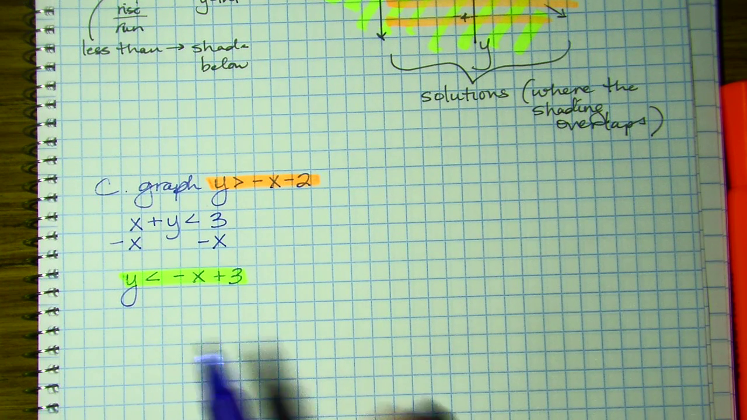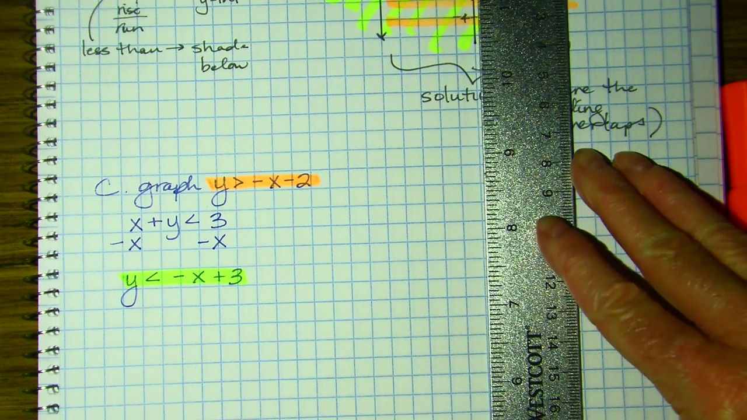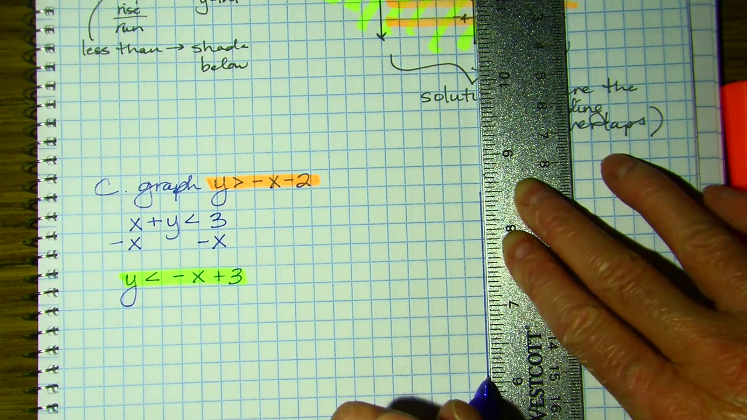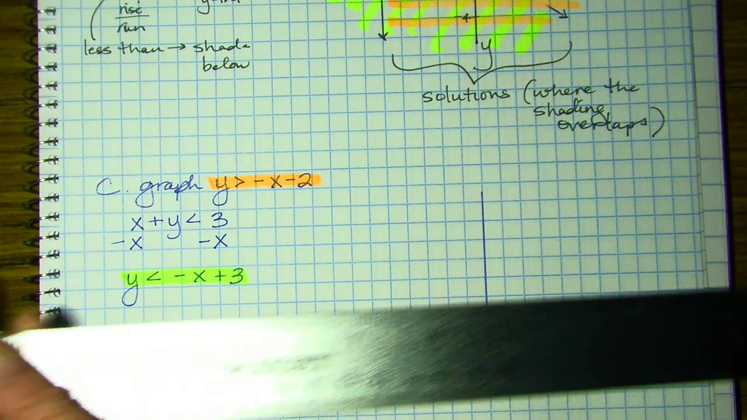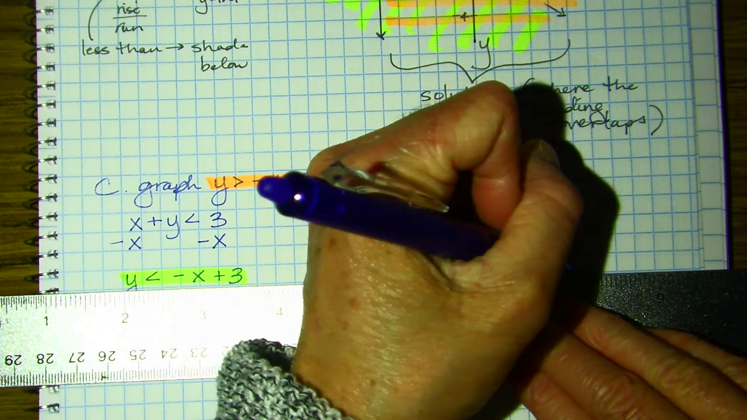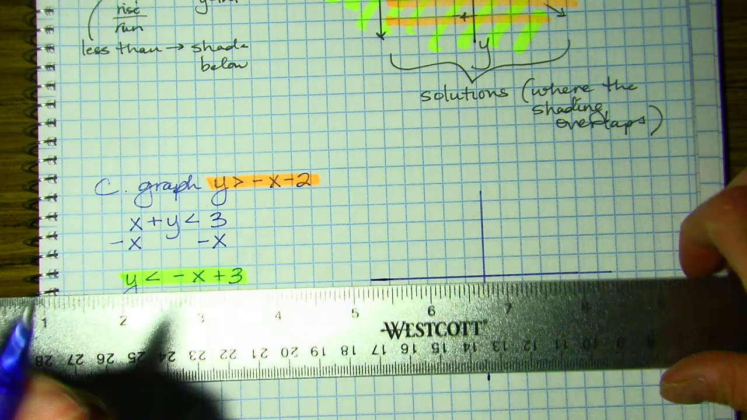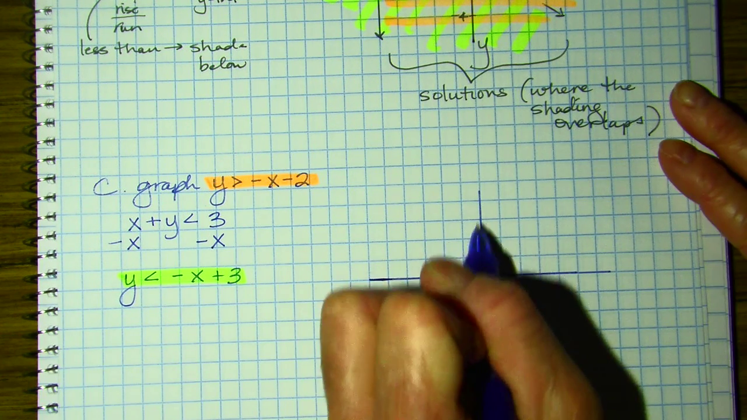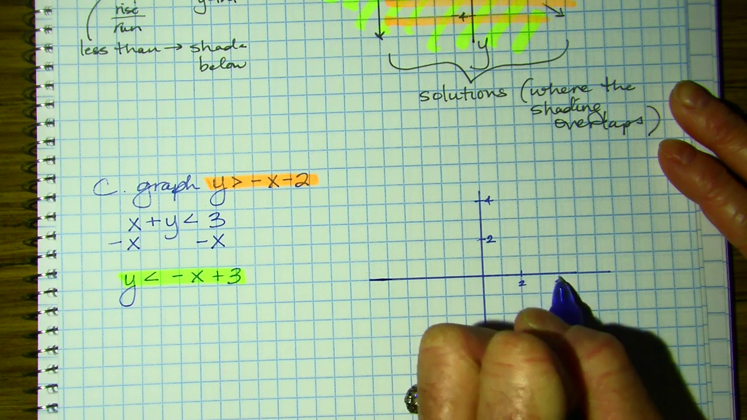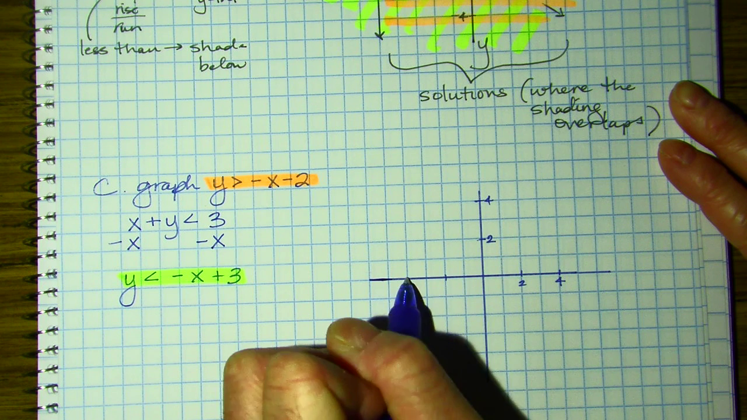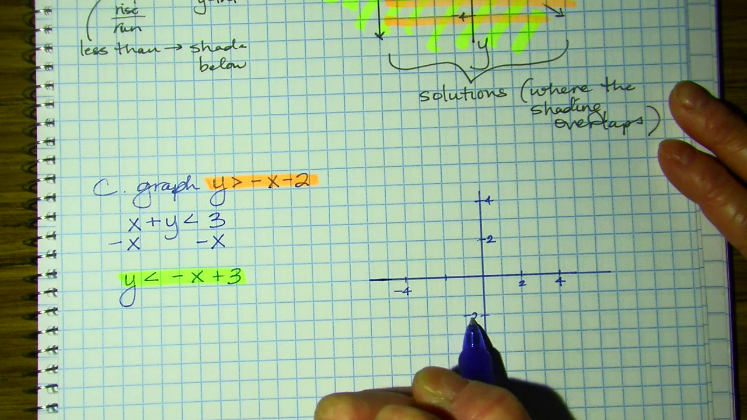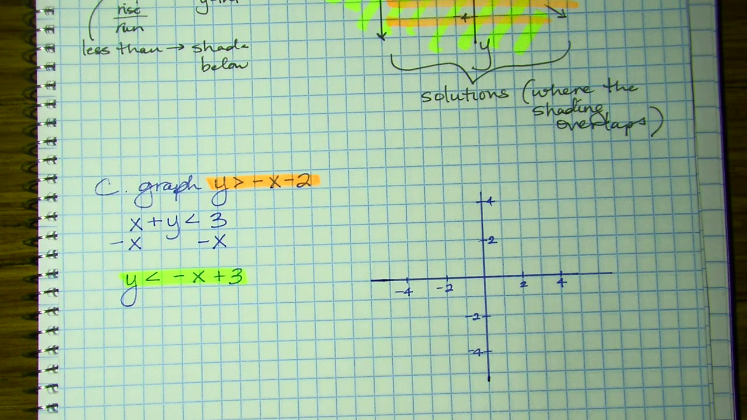So here we go. I'm going to draw my x and y axes. I have negative 2 and positive 3, so it doesn't need to be crazy big. So let's see here. Here's 2, 4. This will be negative 4. All right, so let's start with the orange one.